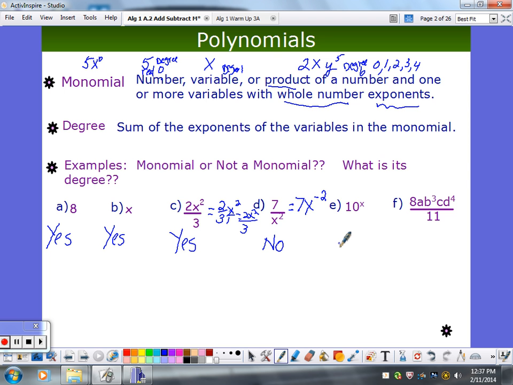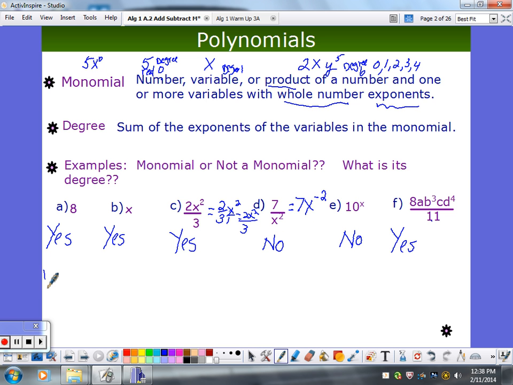This one. Yes or no? What do you think? Yes. No. Why not? The exponent. It can be a real number. All these things have nice, lovely looking whole number exponents.